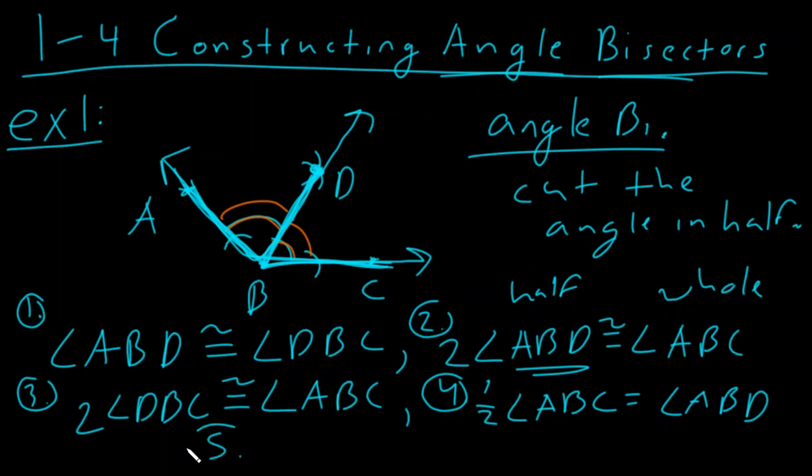And this brings us to our 5th and final statement. 1/2 of the whole ABC is congruent to angle DBC, that other half. I'd encourage you to pause this, and let's move on to our next section.